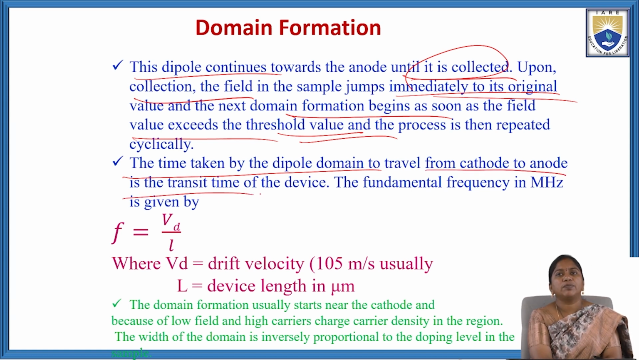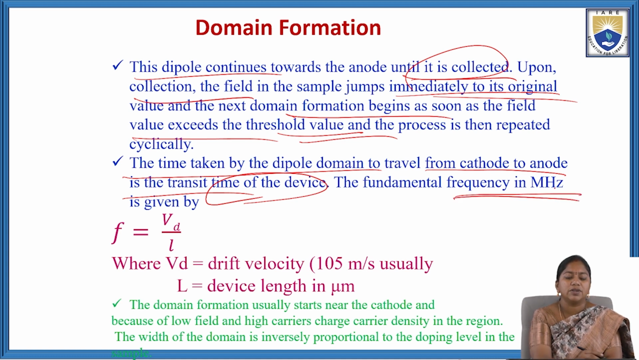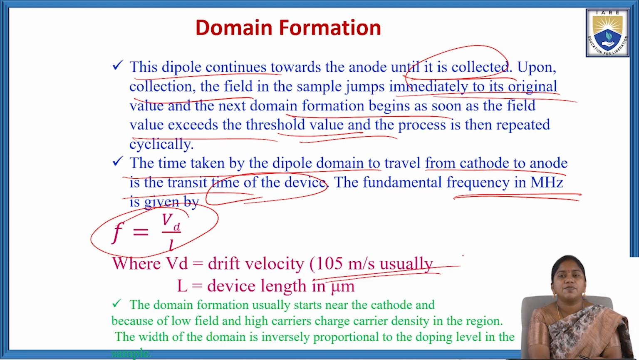So the time taken by the dipole to travel from cathode to anode is the transit time of the device. The fundamental frequency in megahertz is given by F equal to Vd by L, where Vd is the drift velocity, that is 10^5 meters per second usually, and L is the device length, that is in micrometers.